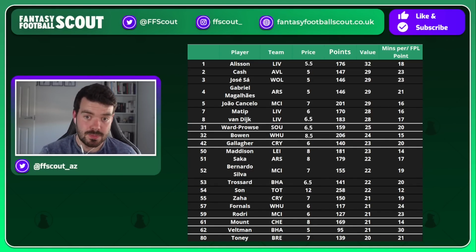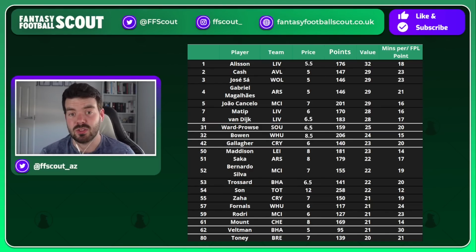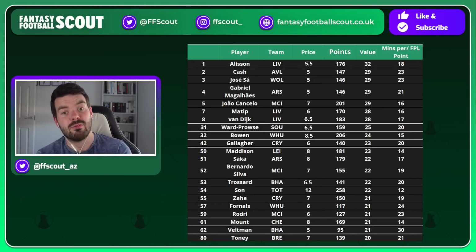Looking down the list, what I've tried to do here is essentially build a team, and that'll be the next screen that we see, a team of these value picks. There's a lot of goalkeepers that feature highly on this list because of how cheap they are, but they play every minute and they make saves.